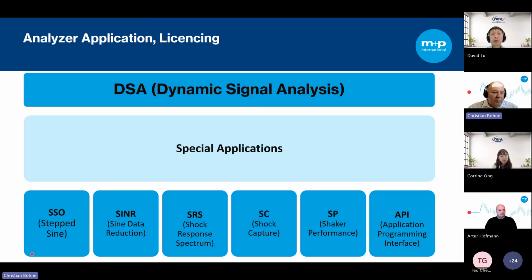Then we have special applications. So you can go, for example, in a stepped sine shaker excitation. If you have shakers for mechanical vibration testing, you can do sine data reduction, so adding additional channels. We have shock response spectrum. We have shock capture, that's for shock machines. And we can also do a survey on your shaker. So how good is the performance? Do you need maintenance for your shaker? And on top of that, we have application programming interfaces. So you can remote control the analyzer user interface.